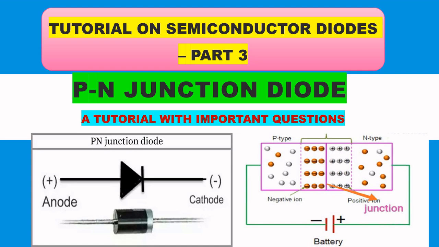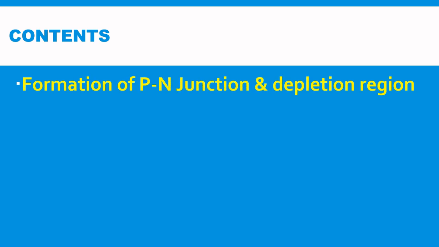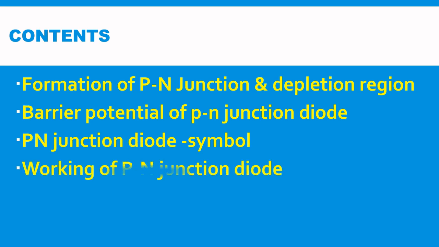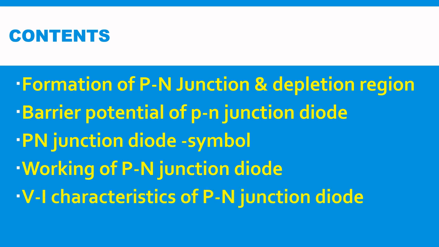In this video, PN junction diode is explained in detail. At the end of this video, important questions on PN junction diode are given. In this video, we will discuss how PN junction is formed, then the formation of depletion region, concept of barrier potential of PN junction, diode symbol and its working, and last point will be VI characteristics of PN junction diode. So let's start with the video.